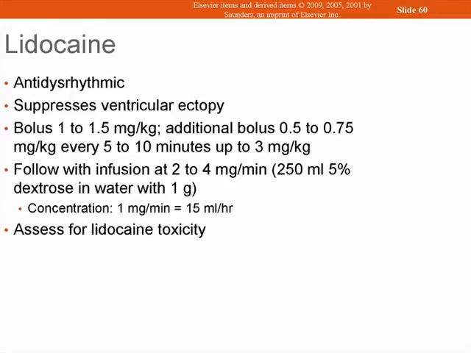Typically, it is mixed 250 mLs of D5W with 1 gram of lidocaine, so that you get 1 milligram per minute in 15 mLs. 2 milligrams would be 30. 3 milligrams would be 45. You want to assess your patient for lidocaine toxicity, and you need to be aware of what the symptomatology is for lidocaine toxicity.